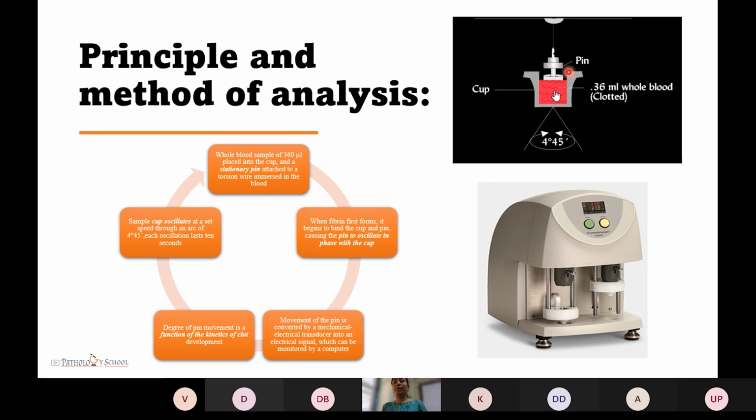Once the clot is formed, this clot adheres to this rotatory pin, which will then move in phase with the cup. That is, along with the cup, this pin will move. And then, once the clot is formed, this electrical signal is sent via this torsion wire to the electrical mechanical transducer, and a graphical image is plotted, which will be displayed on the computer screen.